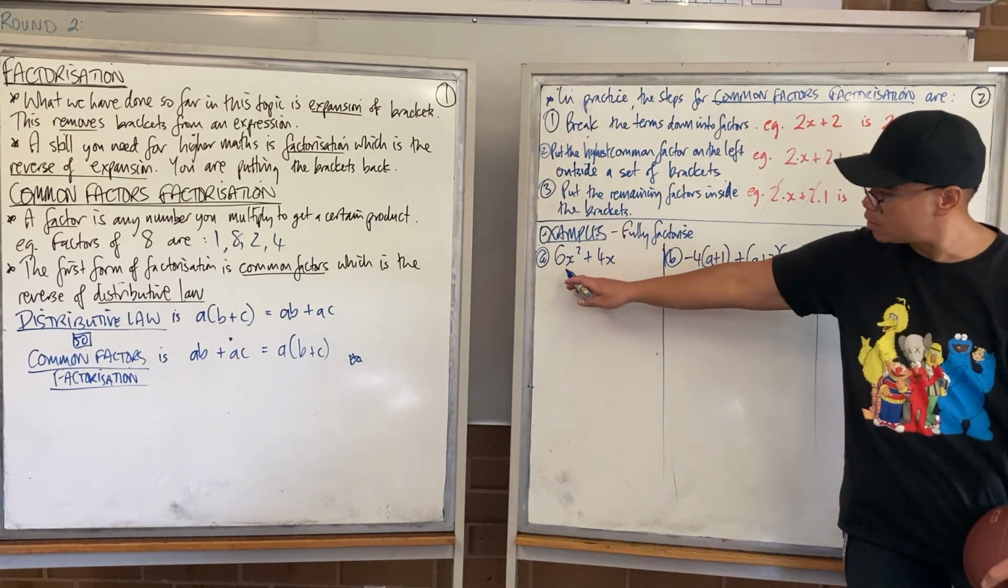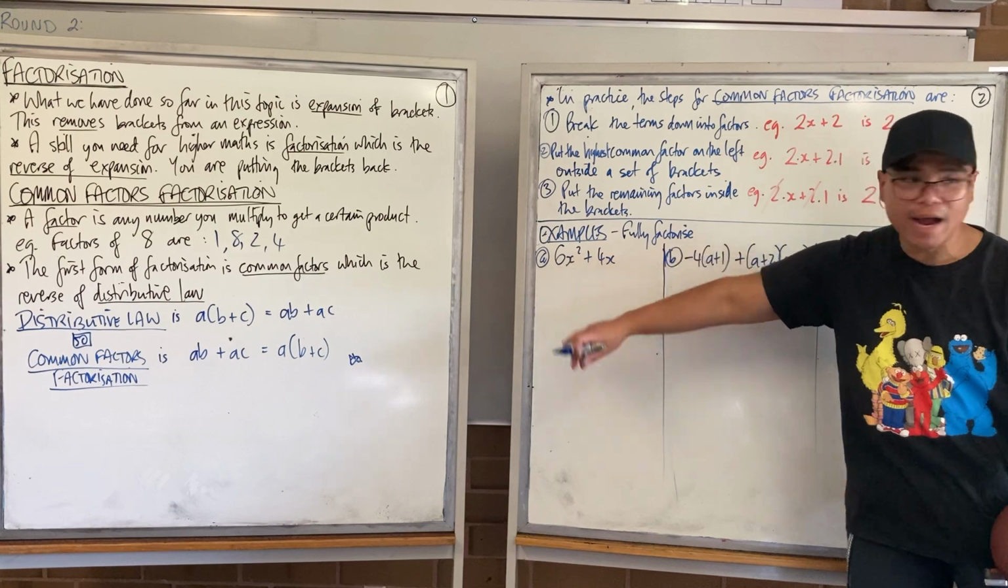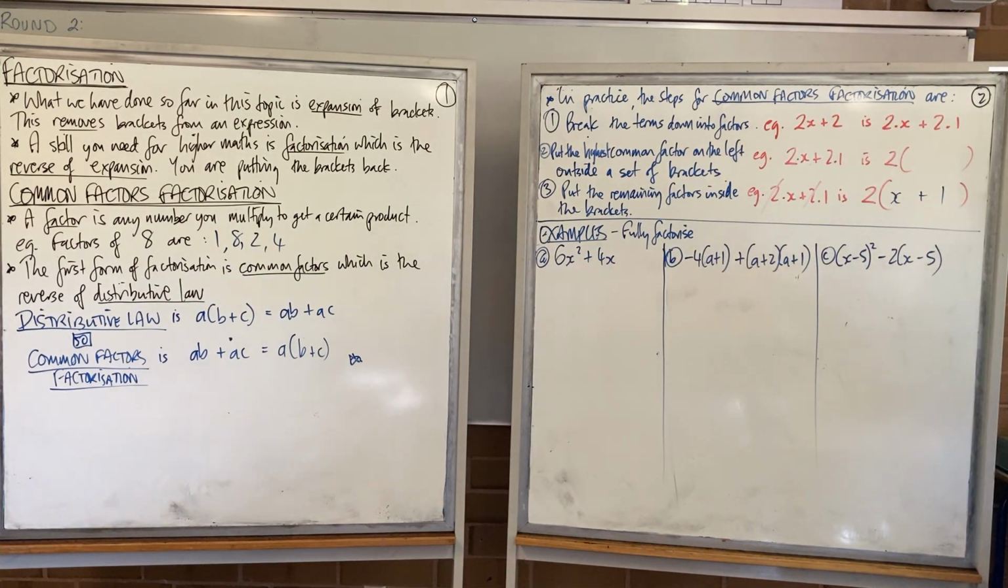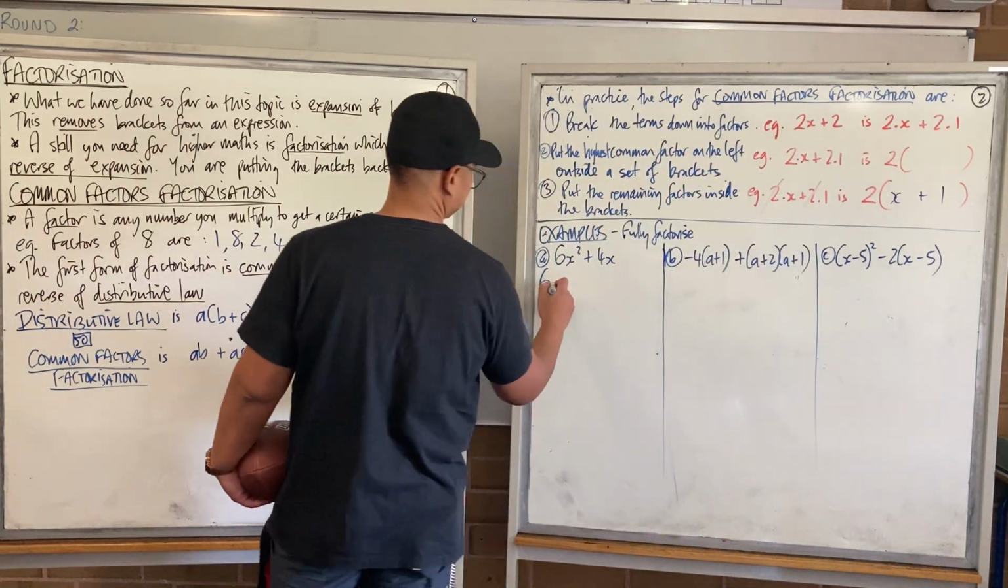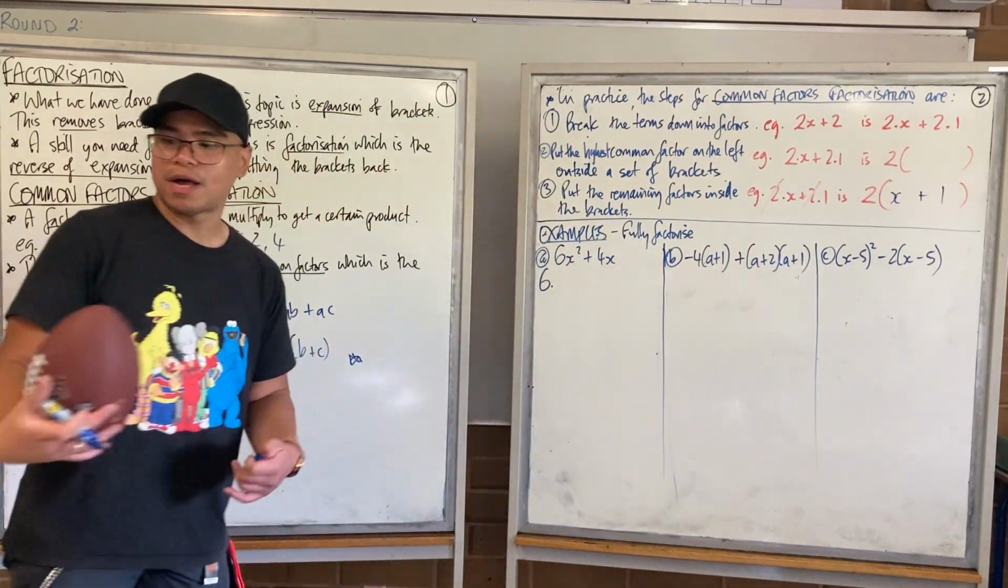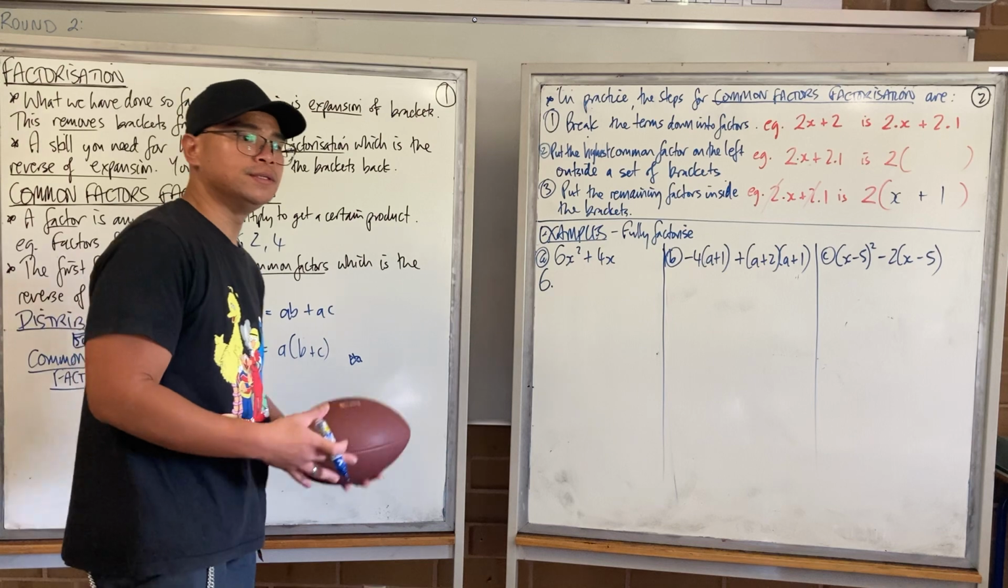Let's break this down. What's the sign between 6 and x squared? We don't write times. So if I break this down, 6 times... What am I multiplying together to get x squared? Good.